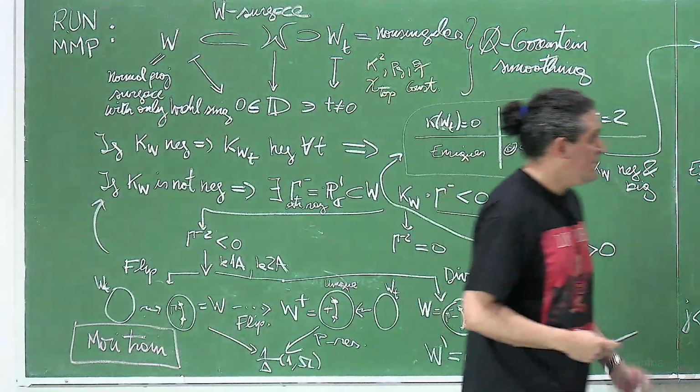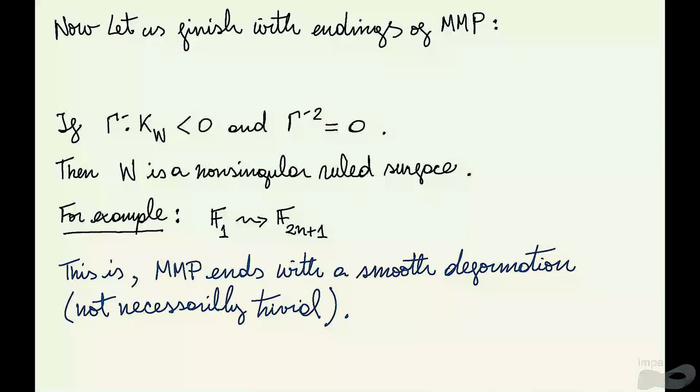And then you can prove that this W is non-singular. So when you arrive at that particular ending, then the W is not singular and you have a smooth deformation. But this smooth deformation is not a smooth deformation of ruled surfaces, and doesn't need to be trivial. It's not like constant on fibers. For example, you might have that the general fiber is F1, which is something rigid, but can deform to F_{2n+1}, to any odd number. F1 can go to this, and this could be an end of the MMP.